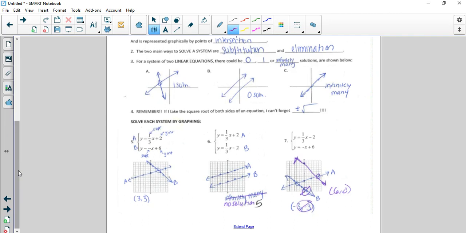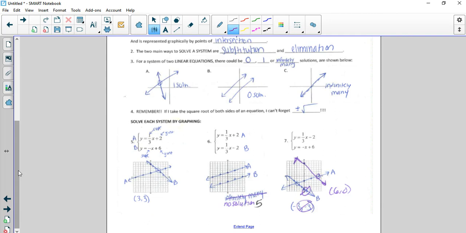Okay, graphing. For both of these, A and B on number 5, slope-intercept form. Your y-intercept is 2, slope of 1/3 means up 1, right 3. Do that repeatedly, or down 1, left 3. For the second one, 6 is your y-intercept, and your slope is -1, which means down 1, right 1, repeatedly. You could go up and left, but you'll be off the chart pretty soon.